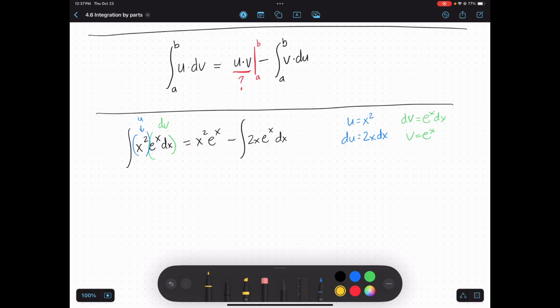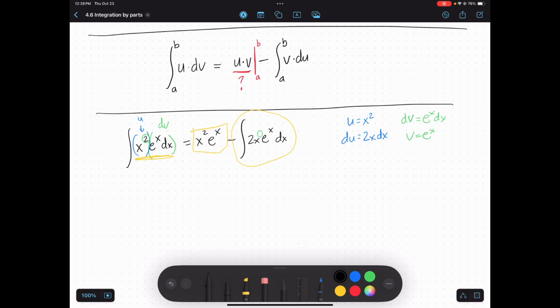Has my integral gotten simpler? Is this new integral more simple than what I had before? Once again, this first piece is done. I don't have to worry about integrating it, so it's okay that it's still x squared e to the x. But is my new integral simpler than what I started with? Well, absolutely, because here I have a power of 2, and here I don't have a power of 2. I just have a nice linear function, 2x.